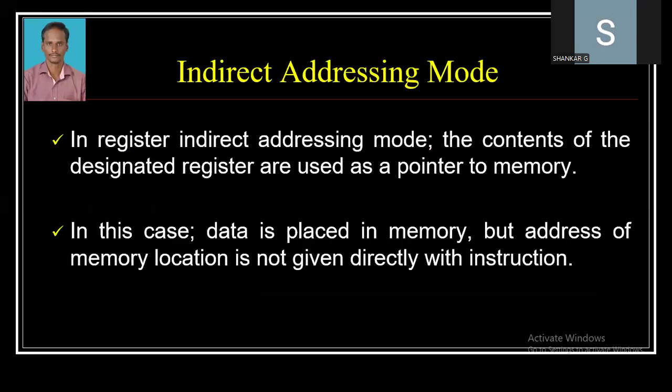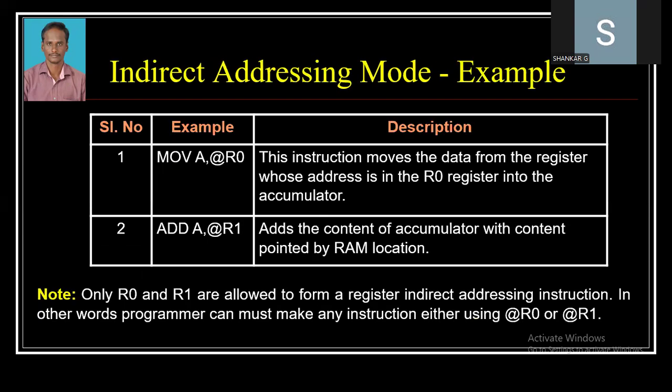The next one is register indirect addressing mode. In this mode, the content of designated registers is used as a pointer to memory. Data is placed in memory, but the address of the memory location is not given directly with the instruction. For example, MOV A, @R0. In this case, the instruction moves the data from the memory location whose address is in the R0 register into the accumulator. The second example, ADD A, @R1, adds the content of the accumulator with the content pointed to by the RAM location in register R1.